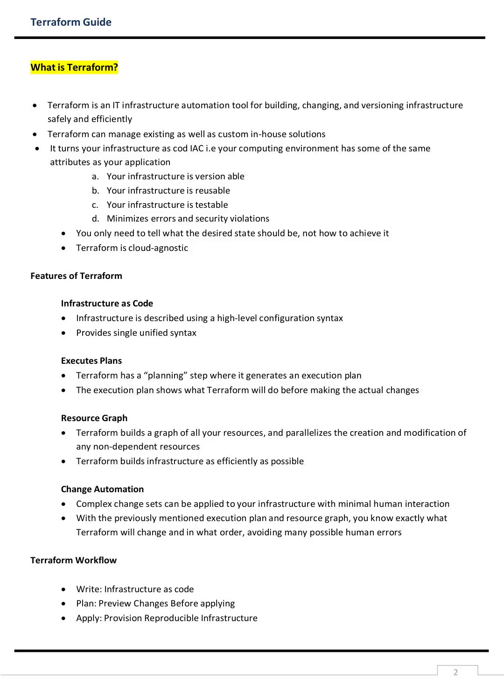Resource graph. Terraform builds a graph of all your resources and parallelizes the creation and modification of any non-dependent resources. Terraform builds infrastructure as efficiently as possible. Change automation. Complex change sets can be applied to your infrastructure with minimal human interaction. With the previously mentioned execution plan and resource graph, you know exactly what Terraform will change and in what order, avoiding many possible human errors.